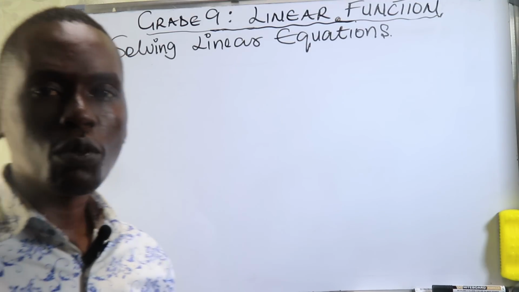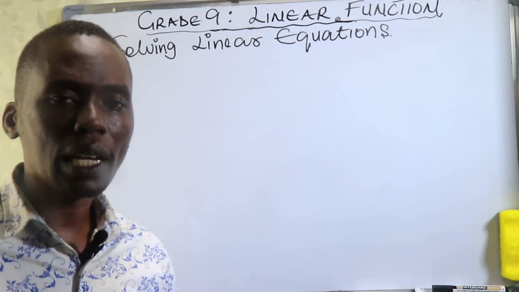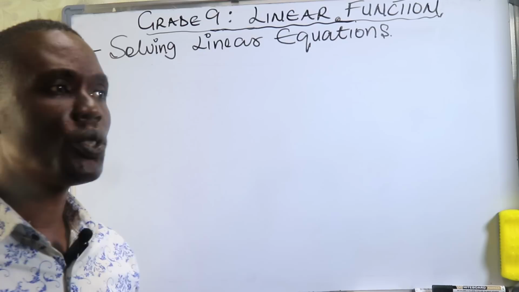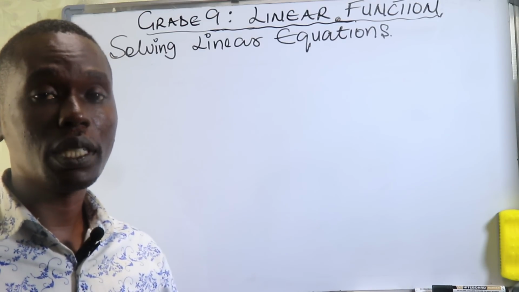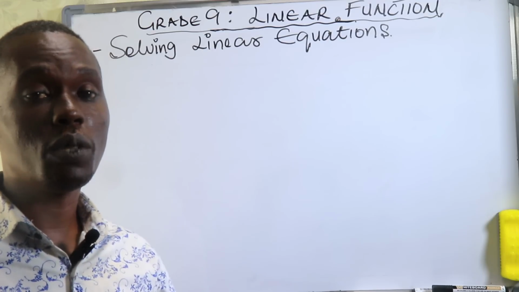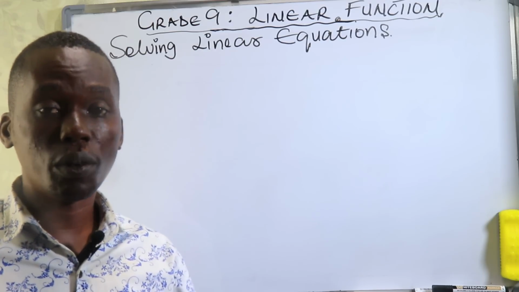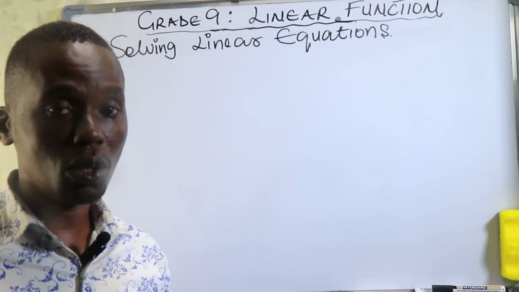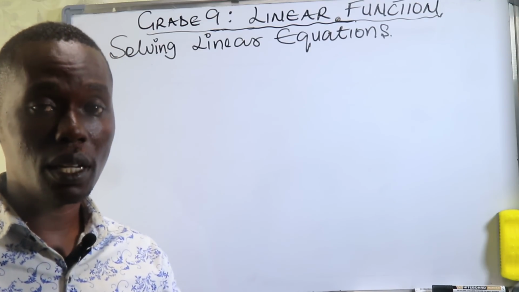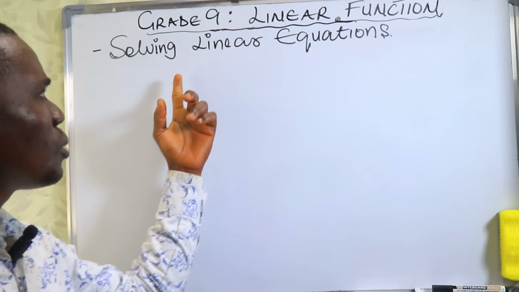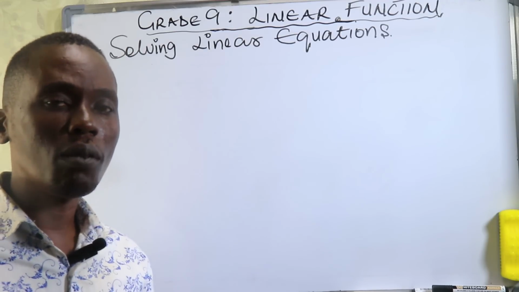In our previous class, we discussed how we can identify a linear equation, and how we can tell if the slope is greater than 0, if a linear equation is increasing, decreasing, or horizontal, depending on what the slope is. And we talked about how we can graph a linear equation. In today's class, we're going to look at grade 9 linear functions.